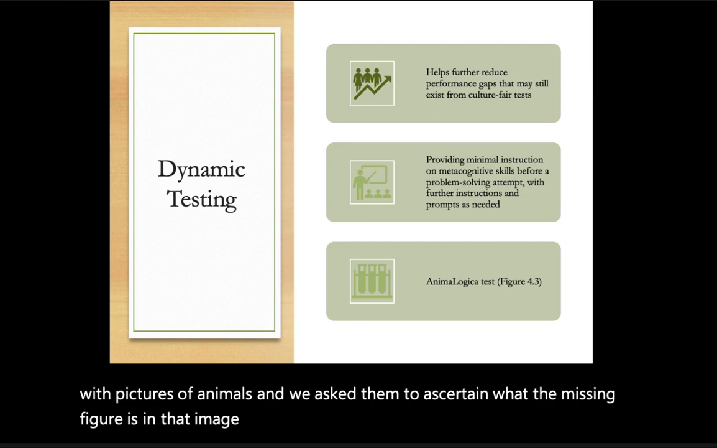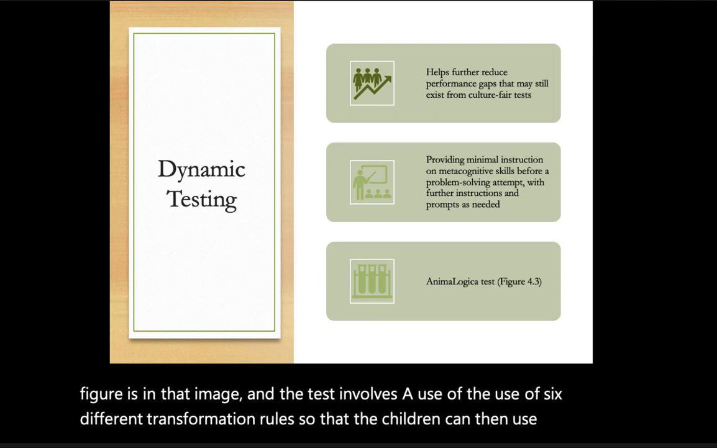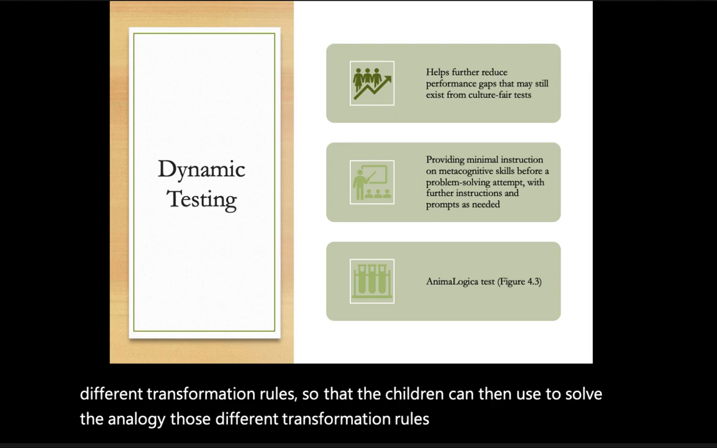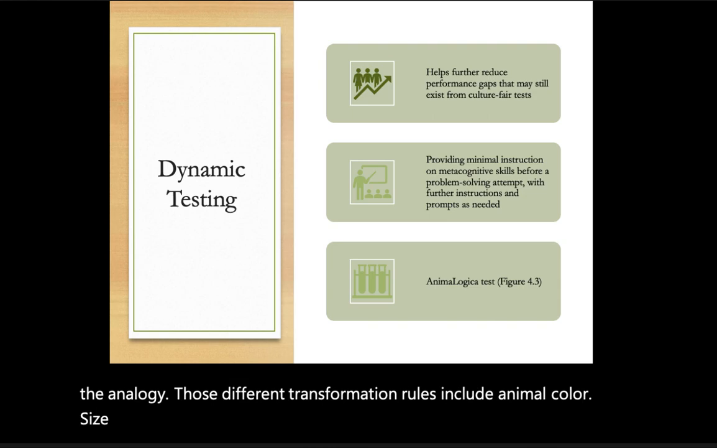And the test involves the use of 6 different transformation rules that the children can then use to solve the analogy. Those different transformation rules include animal, color, size, position, orientation, and quantity.